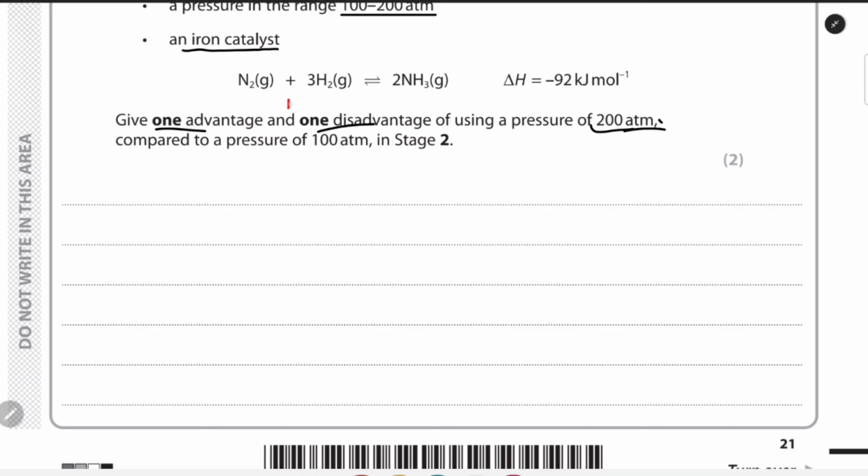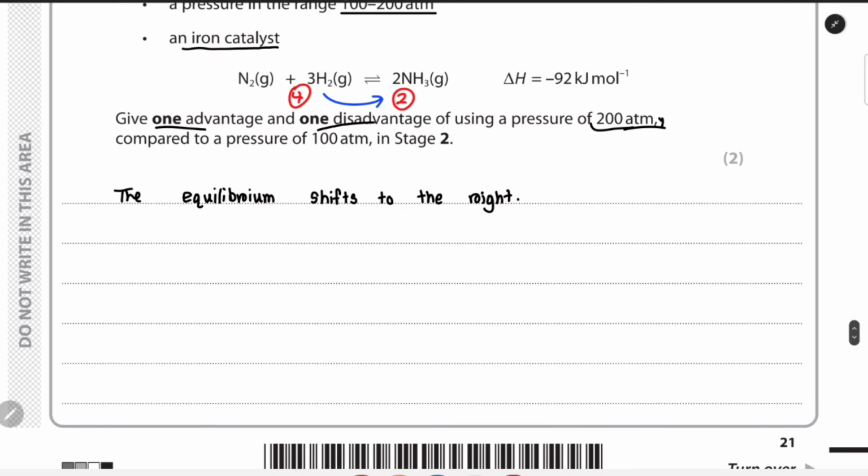If we look at the equilibrium, we have 4 moles of gases on the left and 2 on the right. So if we use a high pressure, the equilibrium will be shifted to the right, so that's an advantage. And the disadvantage of using such a high pressure would be that it requires a lot of energy and it costs a lot due to using that much energy. We'll need a lot of energy to pressurize the gases.